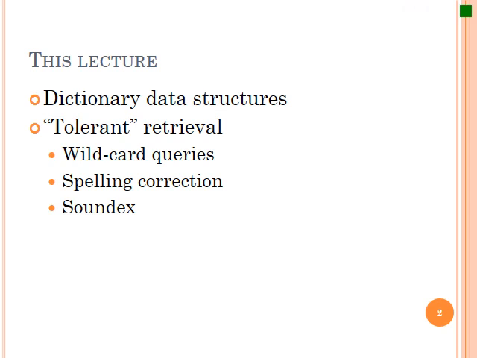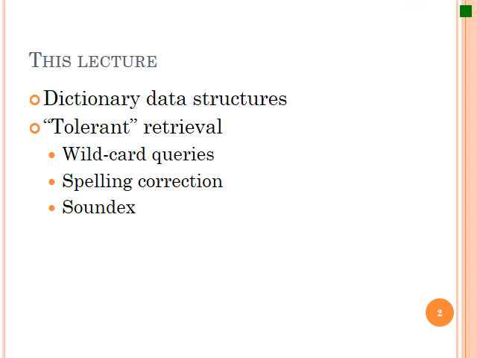So this is the roadmap of the lecture. The first part of the lecture, we will talk about dictionary data structures, then tolerant retrieval, in which I will talk about three cases. One is wildcard queries, where you see things like the stars in the middle of your query. I'm sure you know regular expressions, where you can specify a wildcard in a string to represent a number of variants.